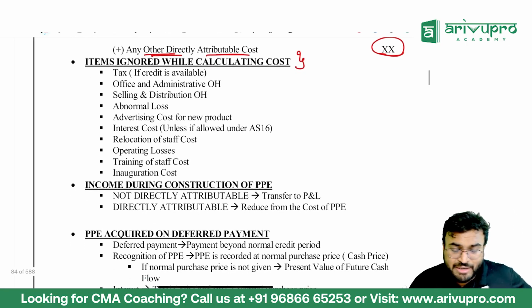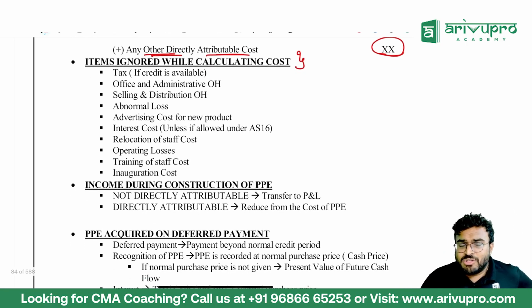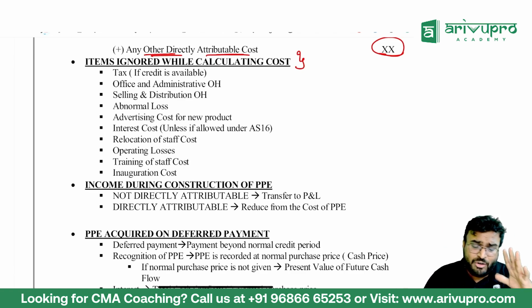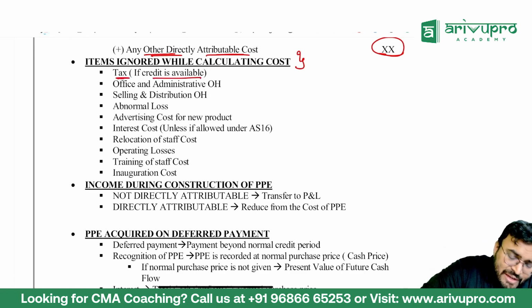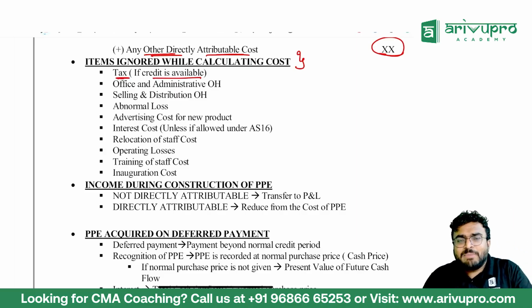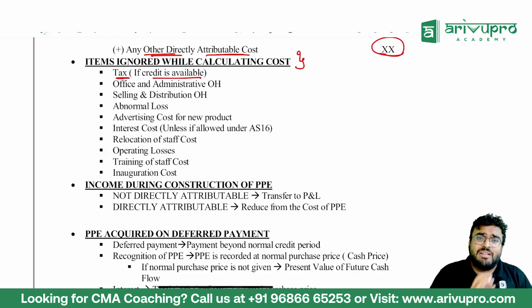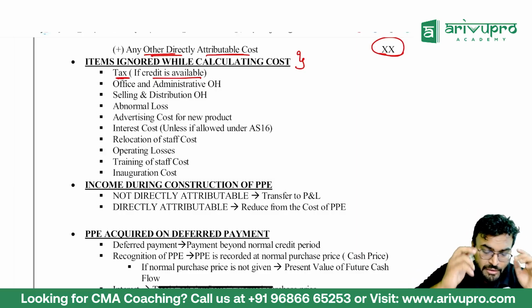Items ignored while calculating cost. These items are not directly related to the cost of the PPE. That's why we usually ignore it. One, tax if credit is available. I paid the tax, but somebody is going to give the money back to me. If they're going to give the money back to me, that does not make sense for me to take that as the cost. That's why we are going to ignore it.